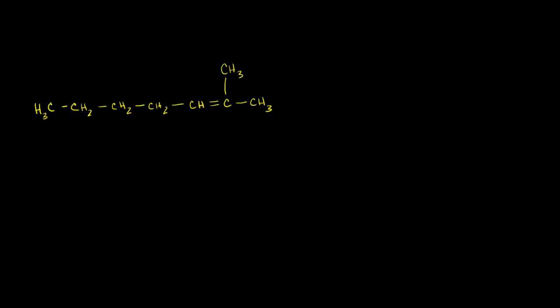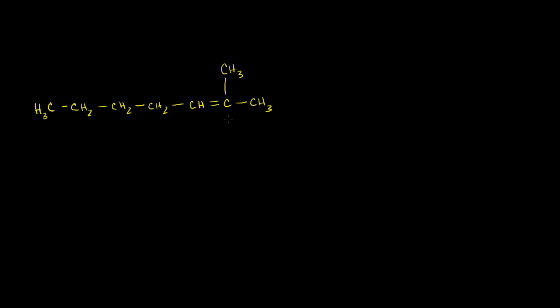So first of all, what is our longest chain of carbons? We have 1, 2, 3, 4, 5, 6. And we could go in either direction. It doesn't matter. 7 carbons or 7 carbons. And let's start numbering closest to the double bond.